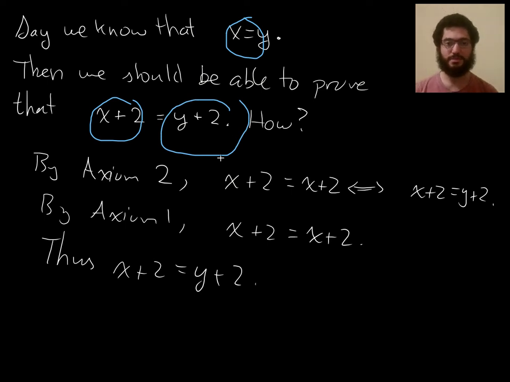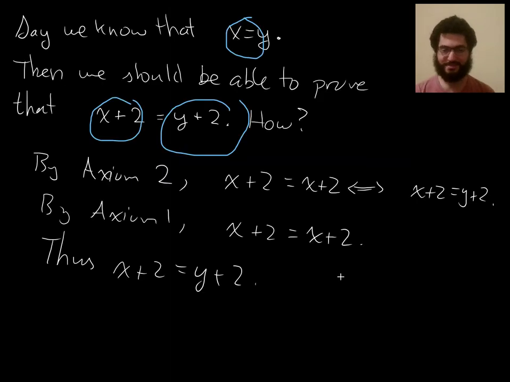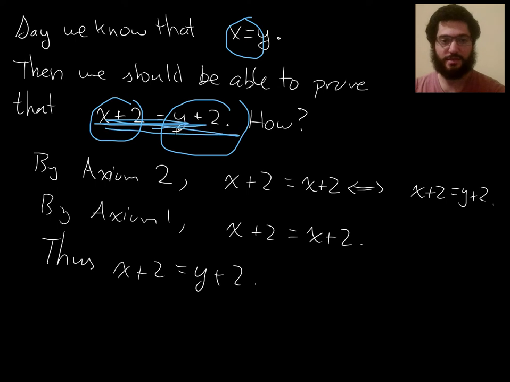So axiom 2 does give you the power to do that, but it was kind of roundabout, right? We had to do this weird procedure where we did this and then we applied axiom 1 to the left side here. So you don't want to do that every time. You don't want to have to do that every time you want to prove something like this.